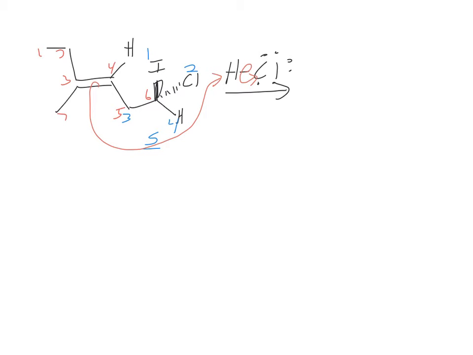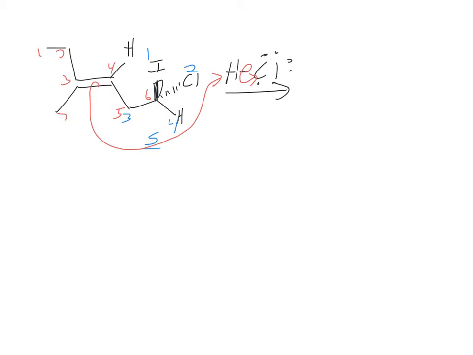Well, let's stop and take a second. Okay, let's talk about it. Carbon 3 is bonded to what? 2, 7, and 4. So how many carbons is 3 bonded to? 3. How many carbons is 4 bonded to? Carbon 3 and carbon 5. Right? So that would make a secondary carbocation.